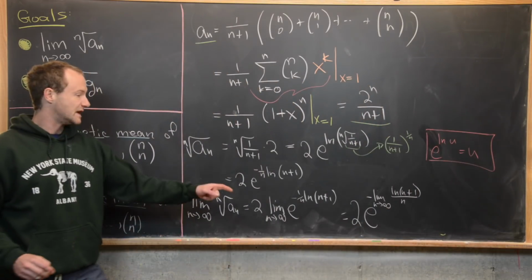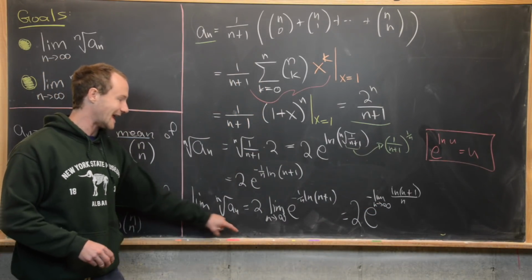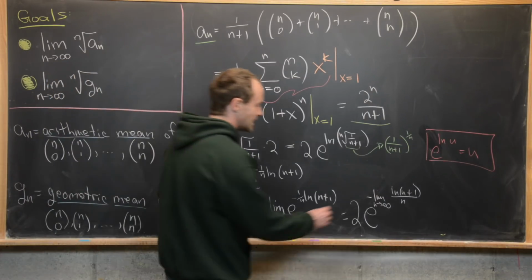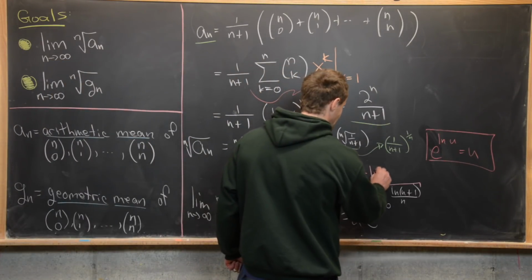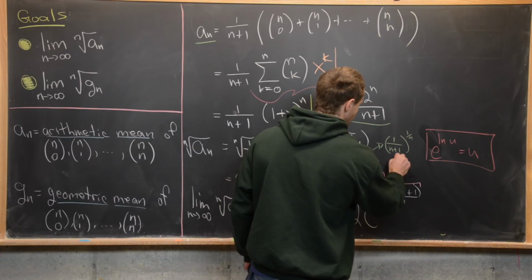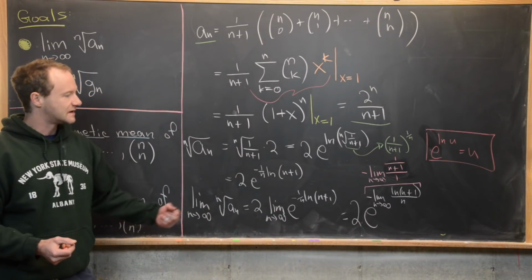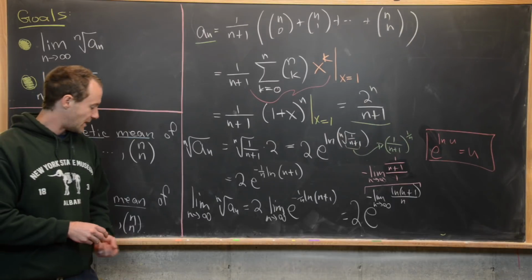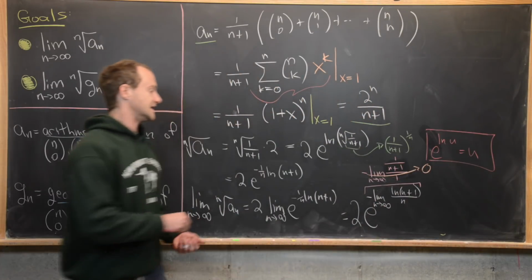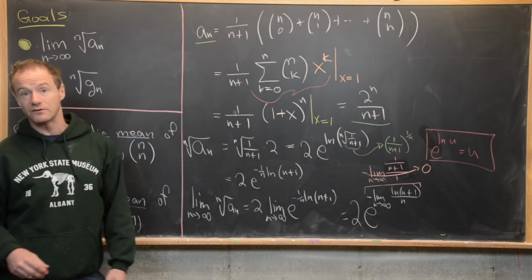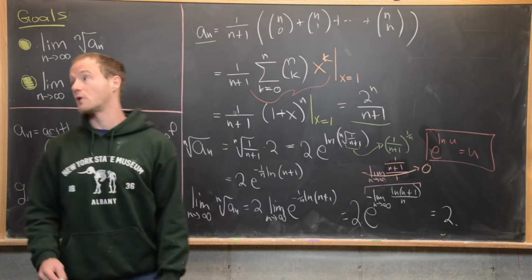Great. But now notice we've got an indeterminate form. As n approaches infinity, the numerator approaches infinity and the denominator approaches infinity. So that means we can apply L'Hopital's rule to this thing that's happening in the exponent. That's going to give us minus the limit as n goes to infinity of 1 over n plus 1 over 1. So that's the derivative of the natural log of n plus 1 divided by the derivative of n. But now we can see as n goes to infinity, this part goes to 0. And so we're left with 2 times e to the 0, but e to the 0 is 1, so we're left with 2. So we found a solution to our first goal.